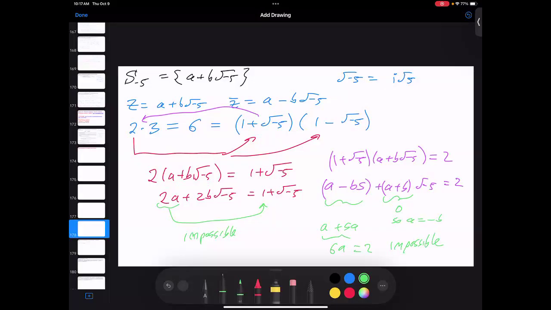So we have a very strange situation. We have the number 6, and I can represent it as a product two different ways. One way is 2 times 3. Another way is 1 plus the square root of -5 times 1 minus the square root of -5. And it's not the case that factors on one side divide the other.